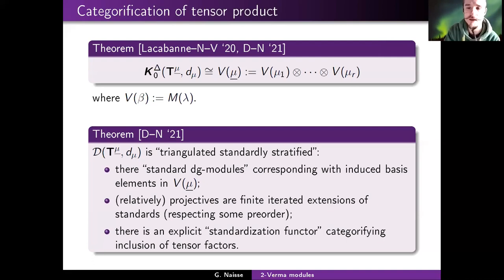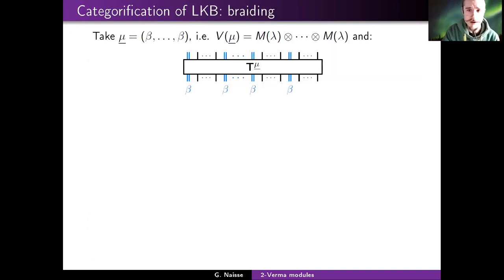Okay. All right. So now to get our braid group representation, we will need to restrict to the special case where I only put generic weights because I want to categorify the tensor product of several copies of the Verma. And so in terms of our diagrammatic algebra, it means that I look only at blue strands.